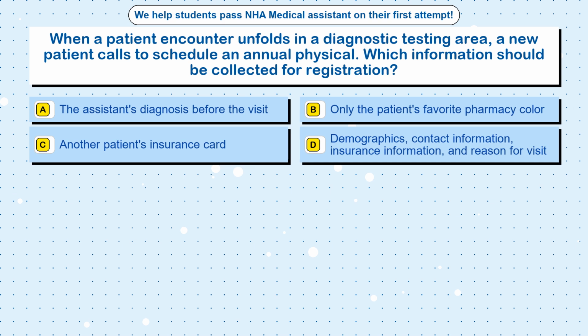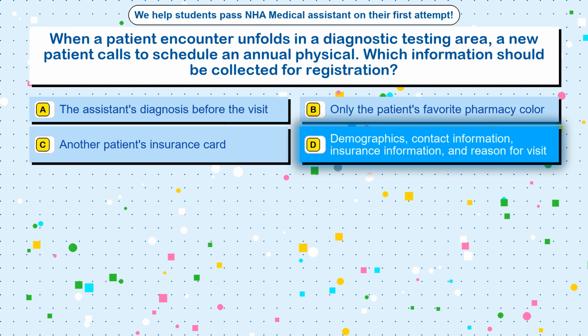Question 75. When a patient encounter unfolds in a diagnostic testing area, a new patient calls to schedule an annual physical. Which information should be collected for registration? Option A. The assistant's diagnosis before the visit. Option B. Only the patient's favorite pharmacy color. Option C. Another patient's insurance card. Option D. Demographics, contact information, insurance information, and reason for visit. The correct answer is option D.